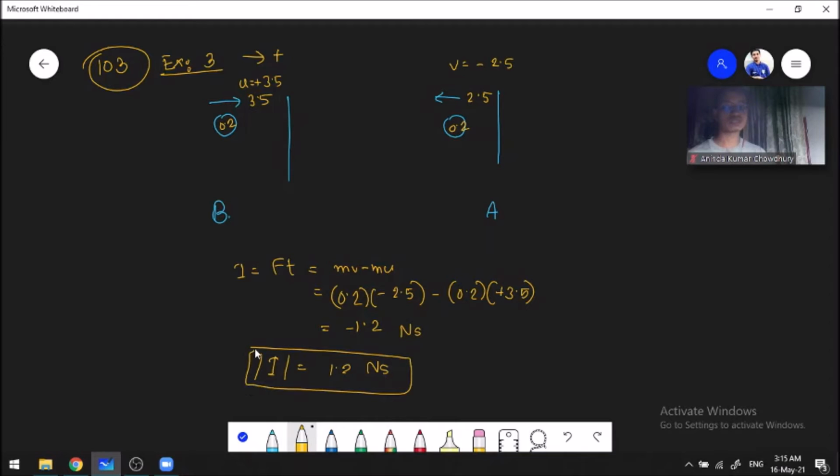We gain full marks for this question up to this, no problem. But I want to discuss something with you. What if the question asked, what is the magnitude and direction of the impulse? The magnitude is 1.2, that is okay. But what if the question asked for the direction?